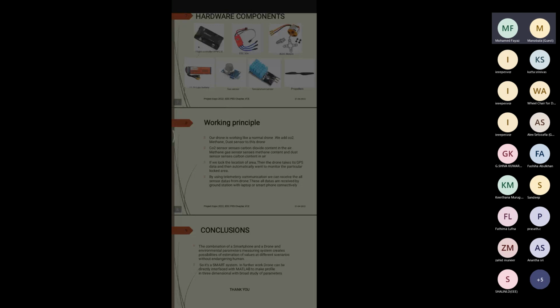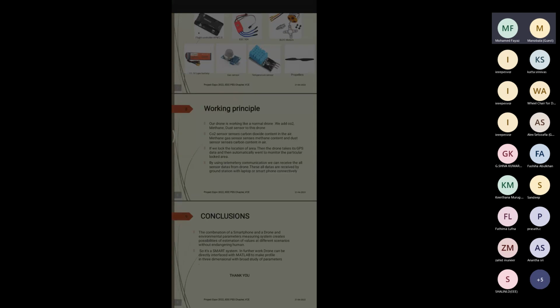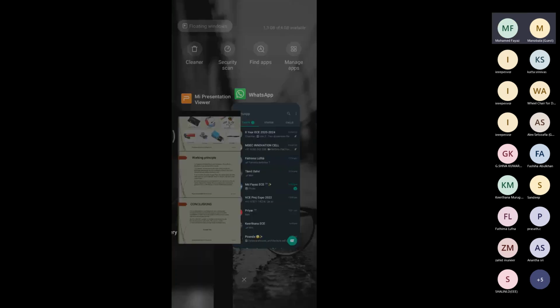All this data is received by the ground station with a laptop or smartphone connectivity. Conclusion: the combination of smartphone, drone and environment parameter measuring system creates possibilities of estimation of values of different scenarios without endangering humans. So it is a smart system. In further work, it can be directly interfaced with MATLAB to make a profile in 3 dimensions with a broad study of parameters. Now see a demo video.